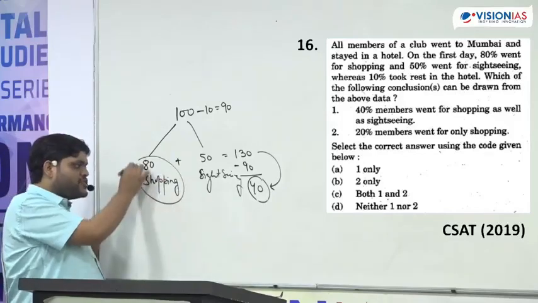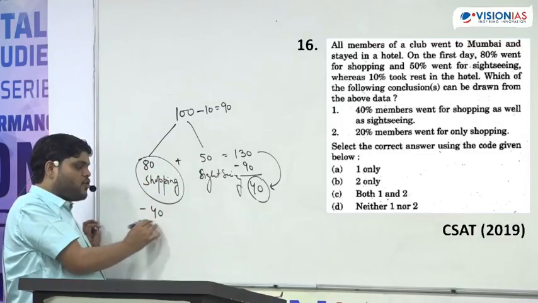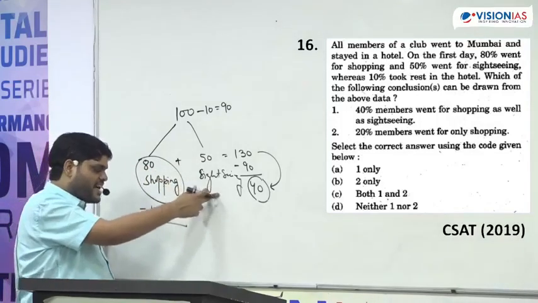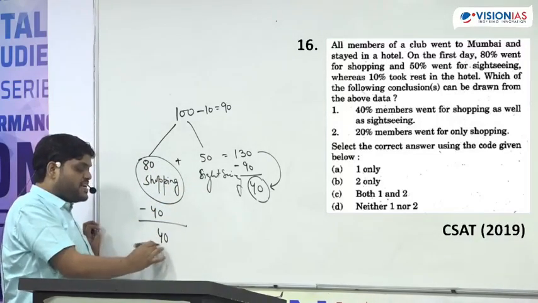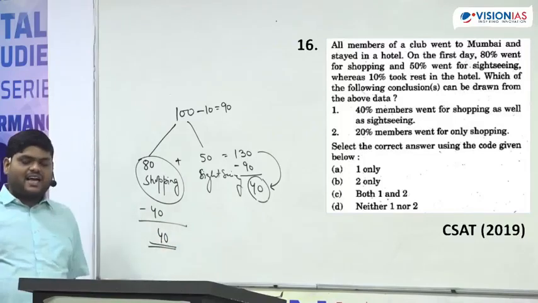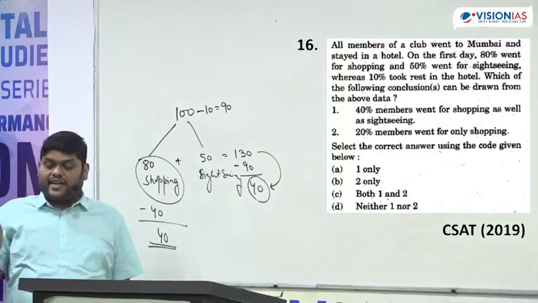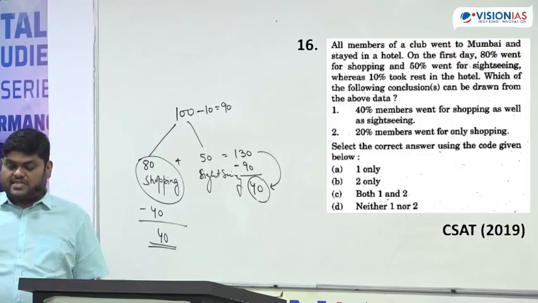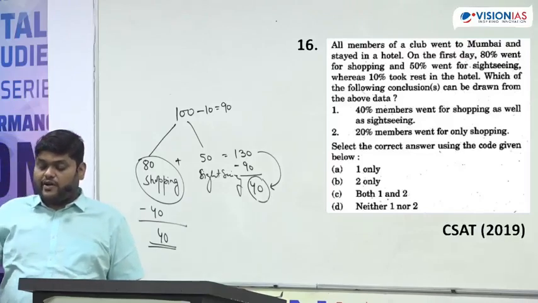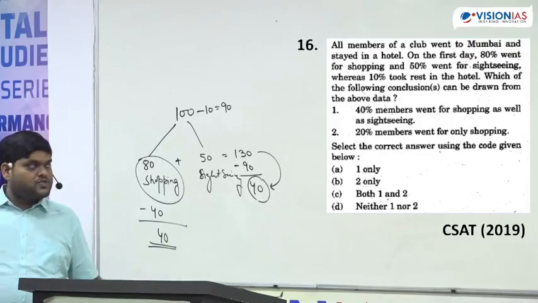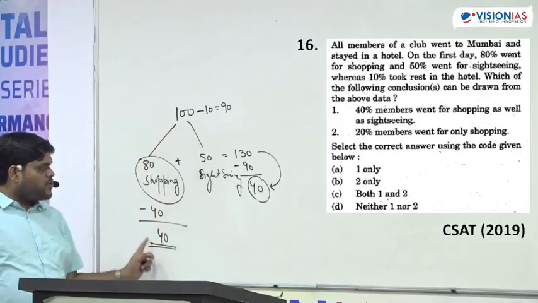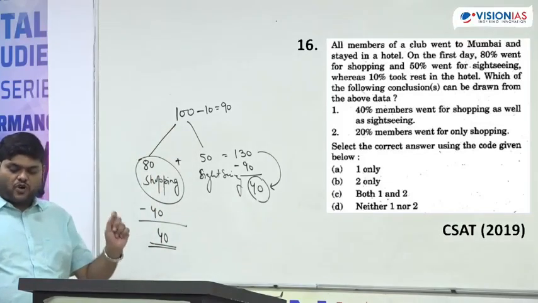Out of 80 shopping, 40 are going for both shopping as well as sightseeing. So that means 40 are there which are only going for shopping. 40% are there which are only going for shopping. So that means out of 100, 40 are going for shopping. That means it should be 40%.